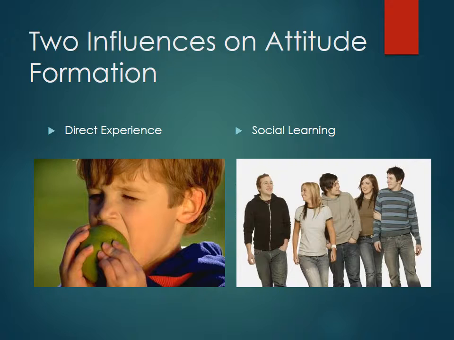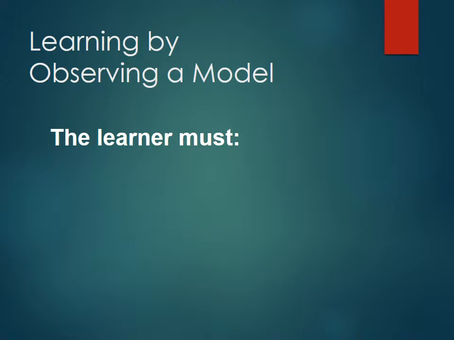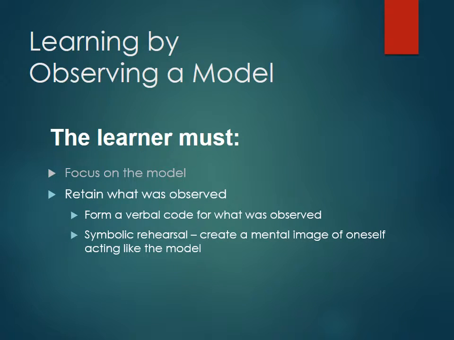So what actually causes us to have the attitudes that we do? Well, there's two different pieces. One of which, very straightforward, your own direct experience. And then secondly, the learning that you can do by observing others. Now, this should look really familiar to you when we talk about learning by observing others. In order to learn, what do we have to do? Number one, we've got to be focused. That's the attention piece, right? Number two, we've got to be able to remember whatever it was that we observed. So we create this verbal code in our minds for what we observed. And then we create this mental image of ourselves acting just like the model. So it's practicing in your head before you actually do what that person is doing.